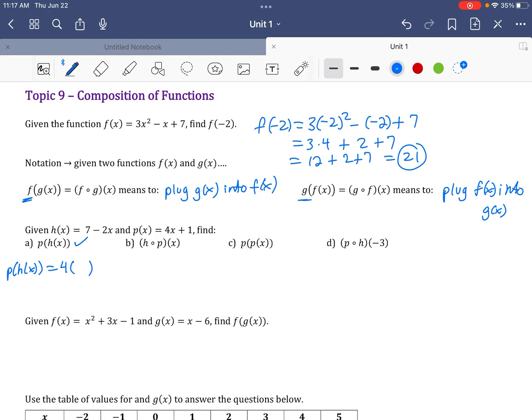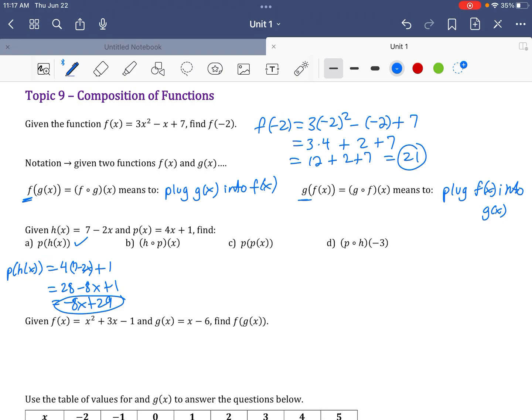So 4 something plus 1. And right inside there goes 7 minus 2x. And all you had to do is simplify it. So 4 times 7, so 28 minus 8x plus 1. So I'm going to say -8x plus 29. And that would be my answer. My answer is an expression.